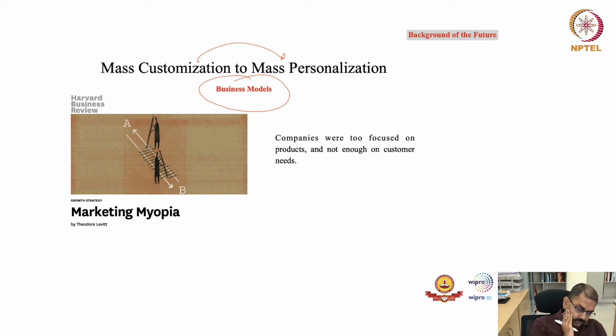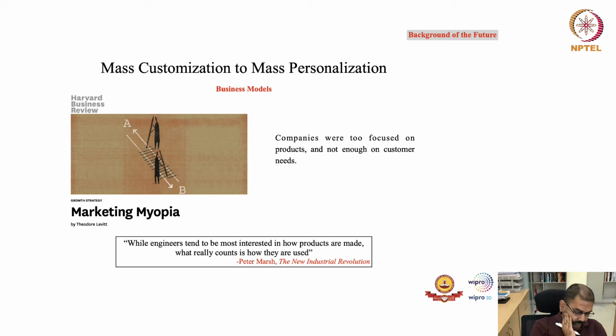Okay. Now, there is a very interesting paper written by Levitt, titled Marketing Myopia, published in HBR. And this paper, I think if you have taken any marketing course, it may be part of that course, right? And it says the companies were too focused on products and not enough on the customer needs, right? So companies focus too much on the products. They are not very specific about the customer requirements.